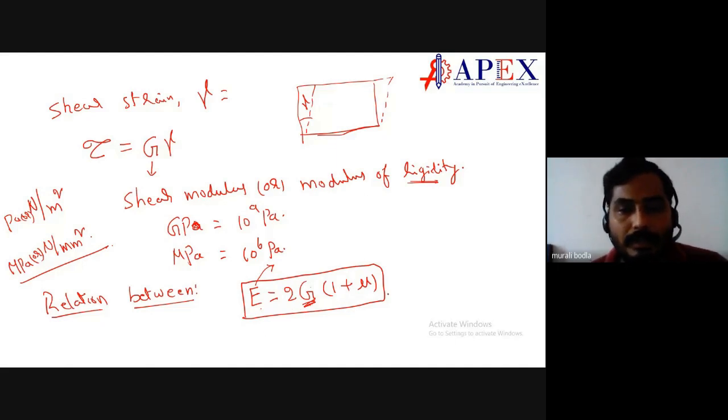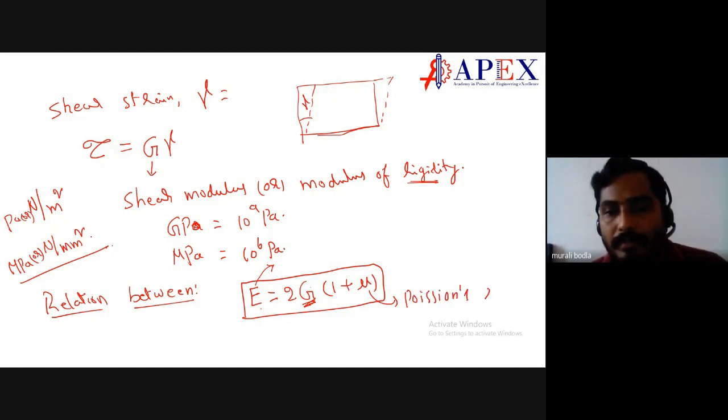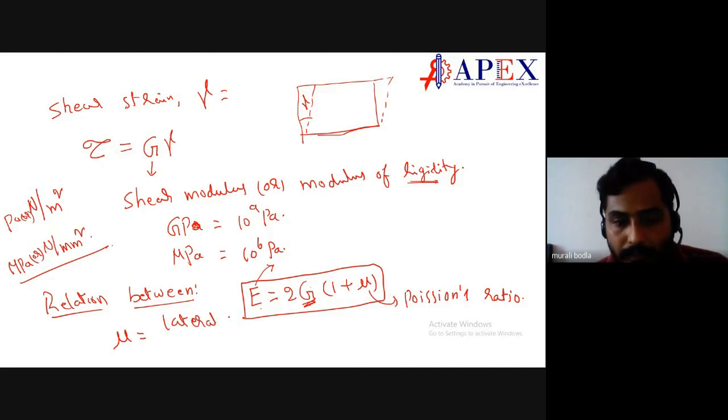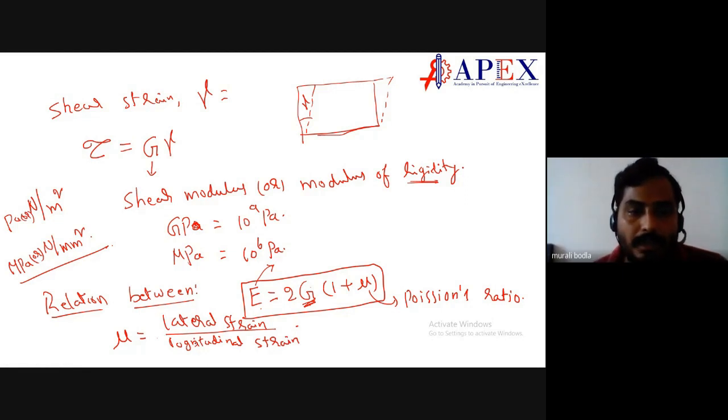So when you are defining this, a new term comes in, called Poisson's ratio. So what is this basically? The Poisson's ratio is the lateral strain divided by the longitudinal strain.